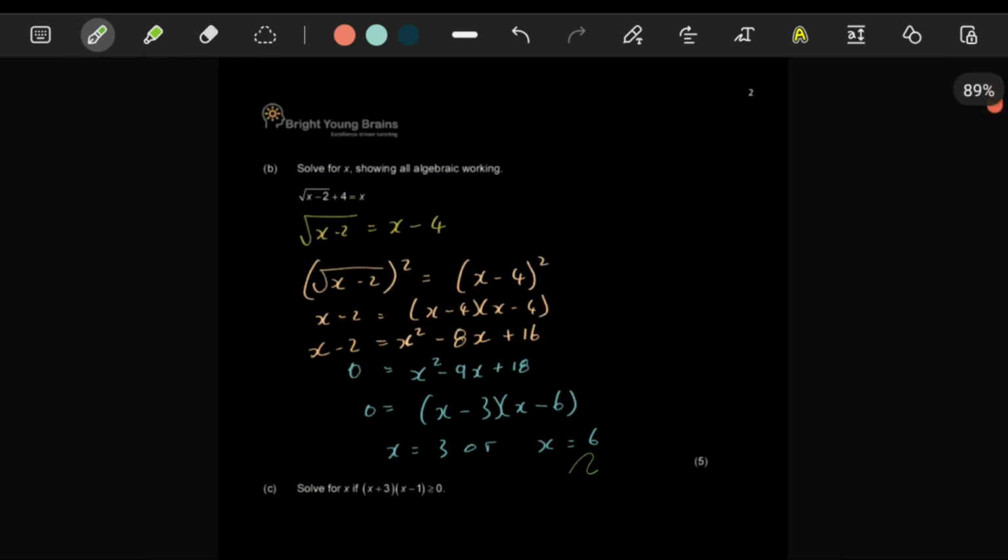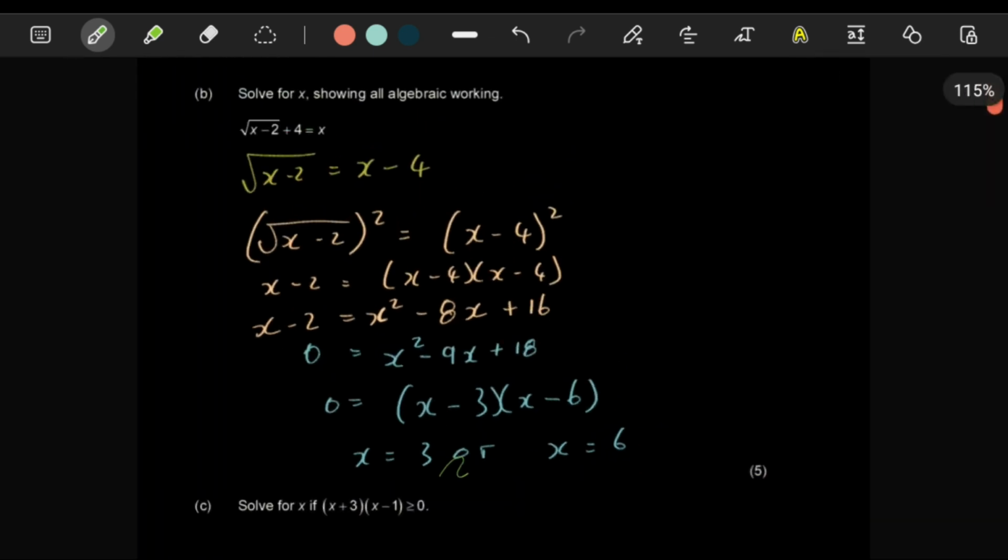Because here, you're probably going to get 4 if you leave it like this. Let's test out the 3. 3 in there would be 3 minus 2, which is like 1, and then square root of 1 is just 1. 1 plus 4 is not 3, so it doesn't look like 3 works out. Let's just check 6. 6 minus 2 gives you a 4. Square root of 4 is 2, and then 2 plus 4 is a 6.